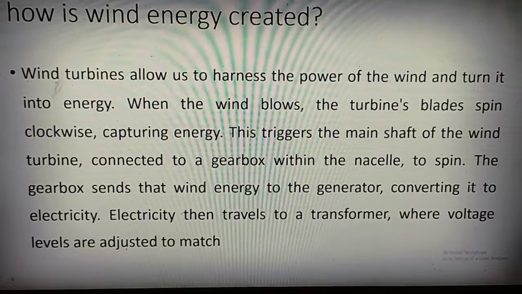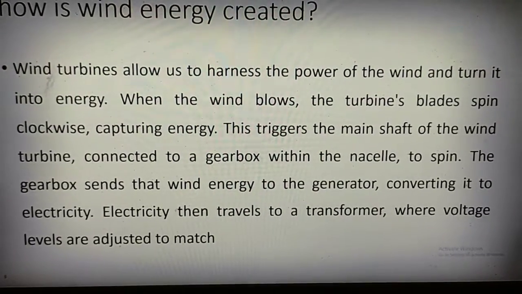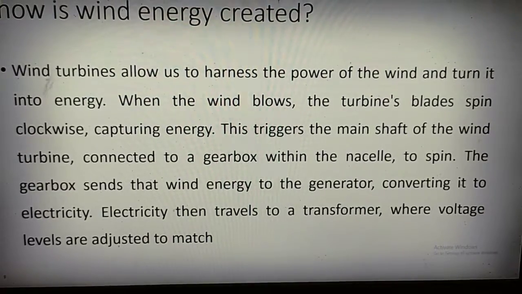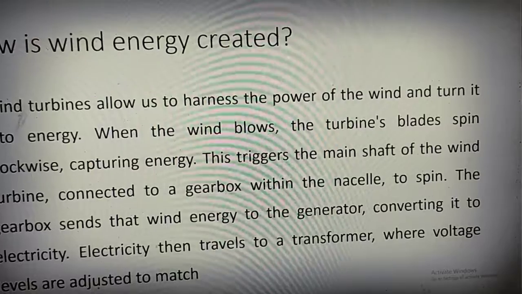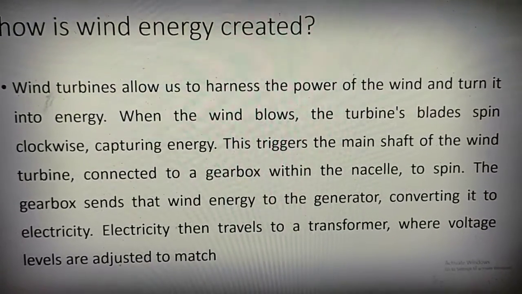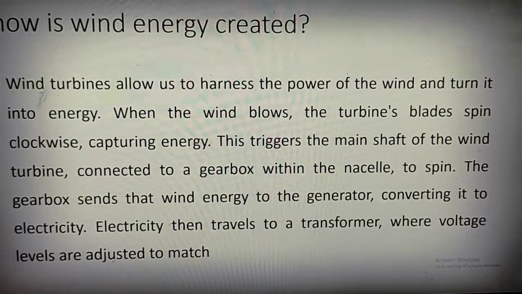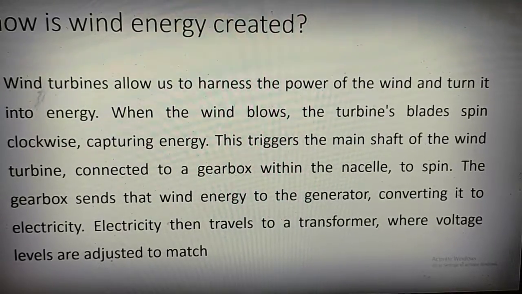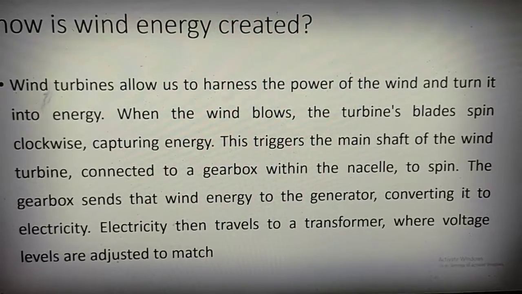When the wind blows, the turbine's blades spin clockwise, capturing energy. This triggers the main shaft of the wind turbine, connected to the gearbox within the nacelle, to spin. The gearbox sends that wind energy to the generator, converting it into electricity. Electricity then travels through the transformer, where voltage levels are adjusted to match.